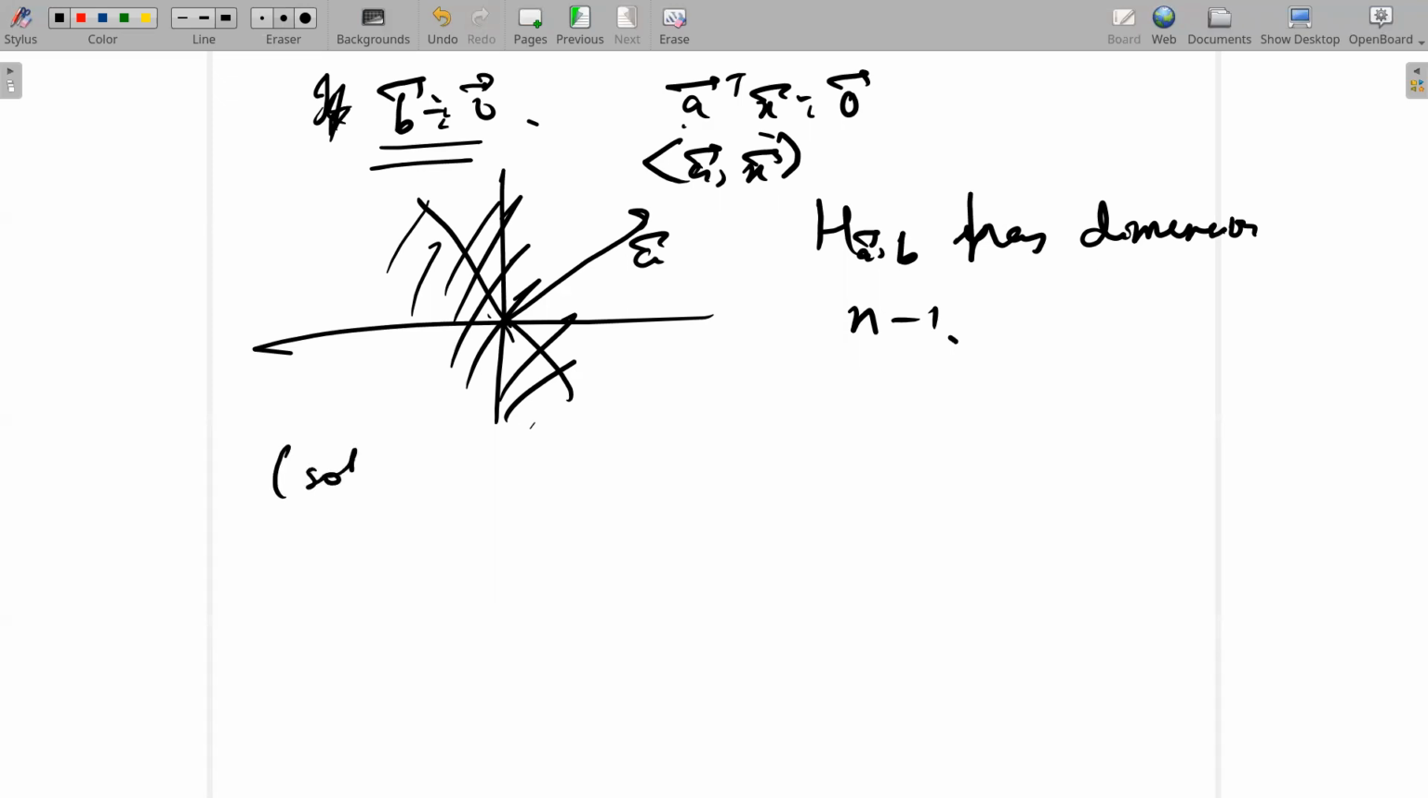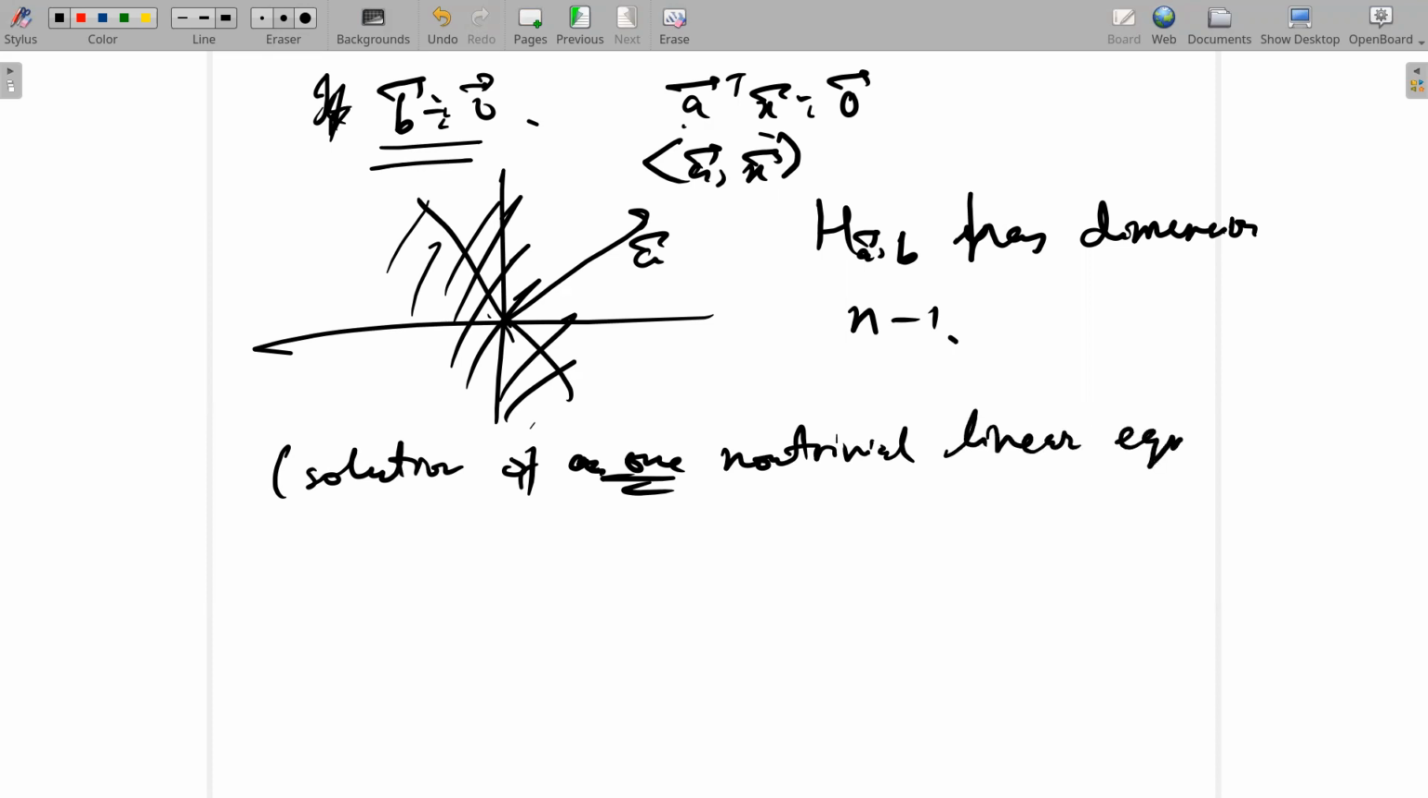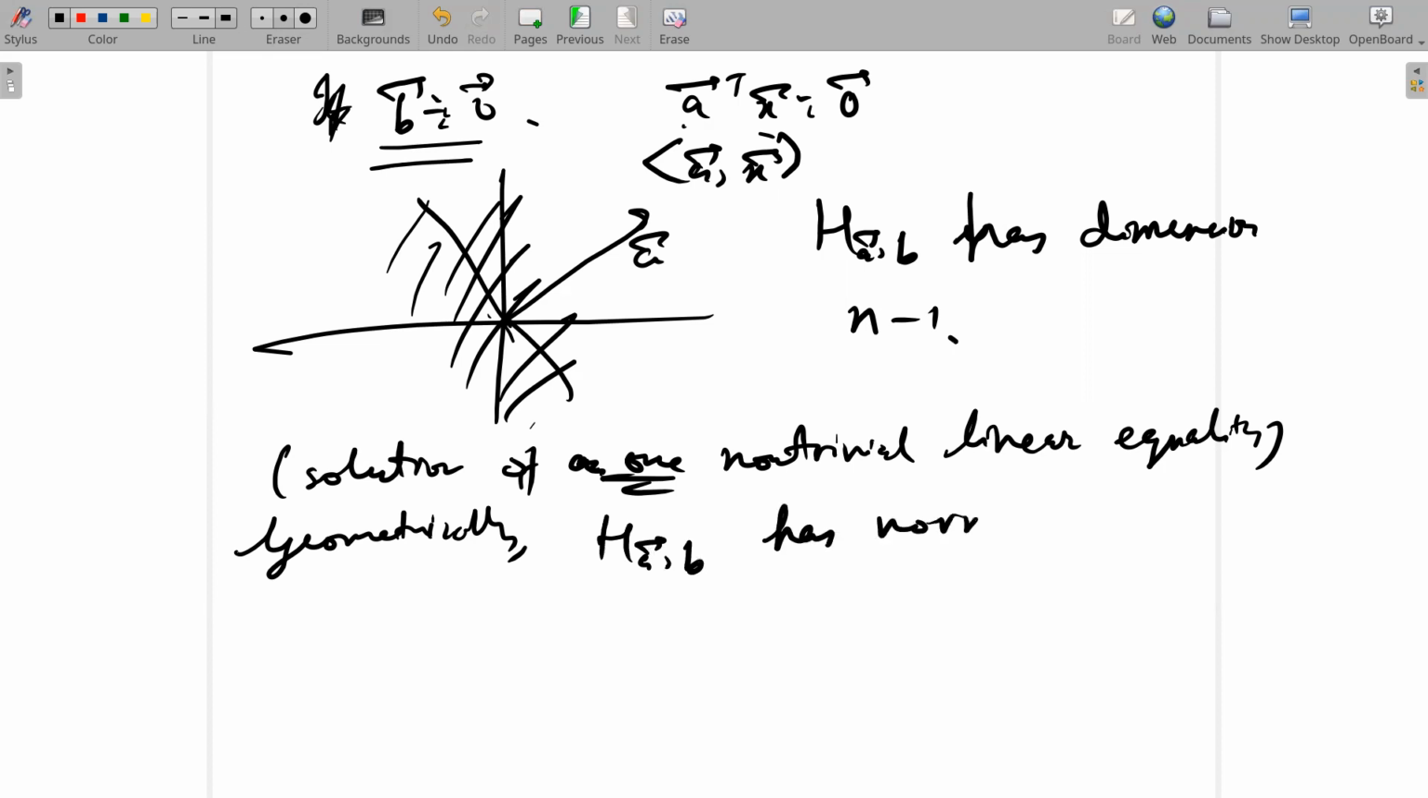So first, let me just write. It's a solution of one non-trivial linear equality. So that's the hyperplane. Geometrically, H_{A,B} has normal vector A and B determines the offset from the origin.